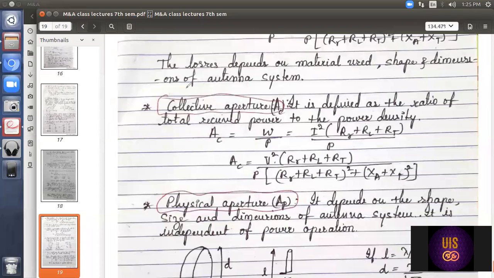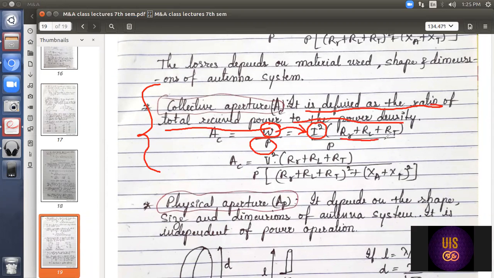Coming to the next, it is collective aperture. As the word suggests, collective, all together. So how can we define it? It is defined as the ratio of the total received power to the power density. That is, in general, it is W by P, and W is given by I square R.